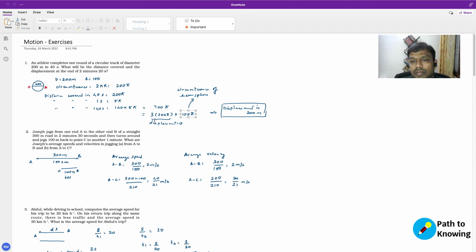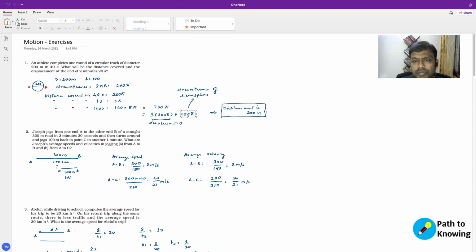So let's go on to the next one. Joseph jogs from one end A to another end B of a straight 300-meter road in 2 minutes 30 seconds, and then turns around and jogs 100 meters back to a point C in another 1 minute. What are Joseph's average speed and velocities in jogging from A to B and from A to C?